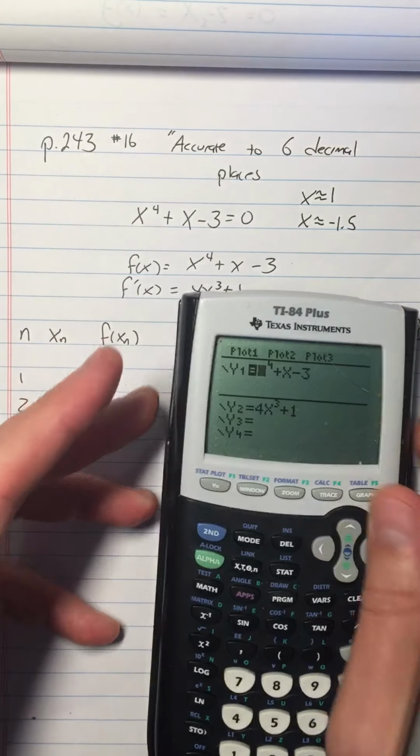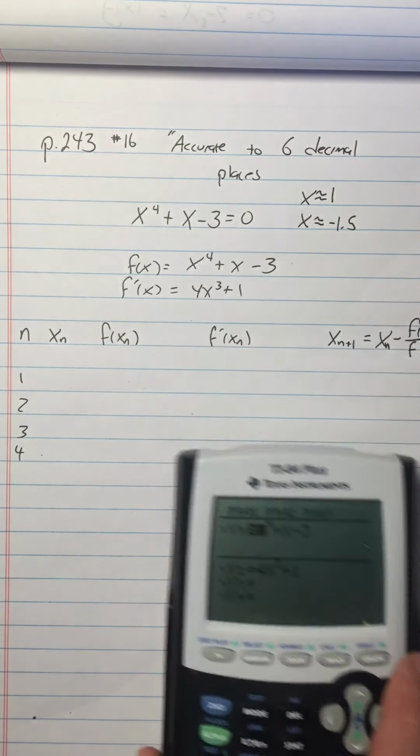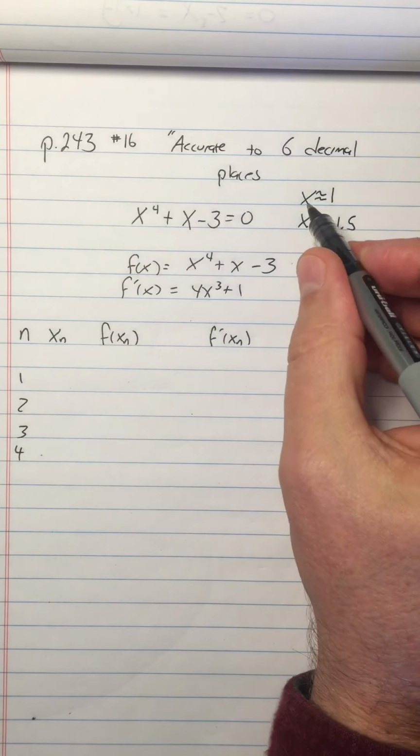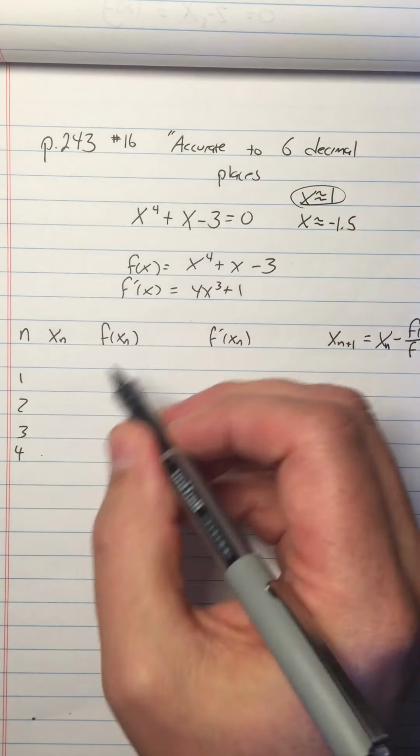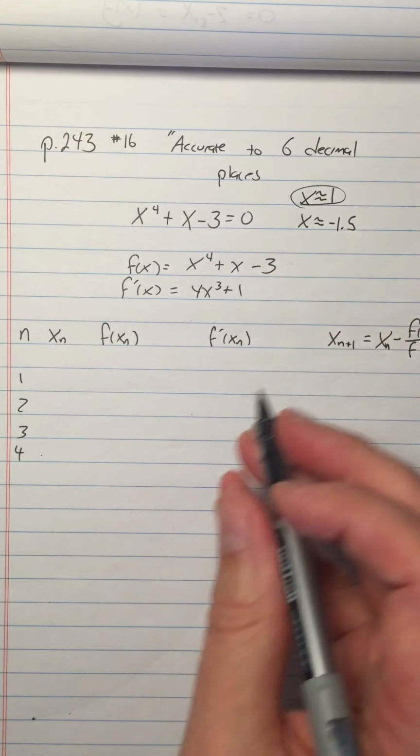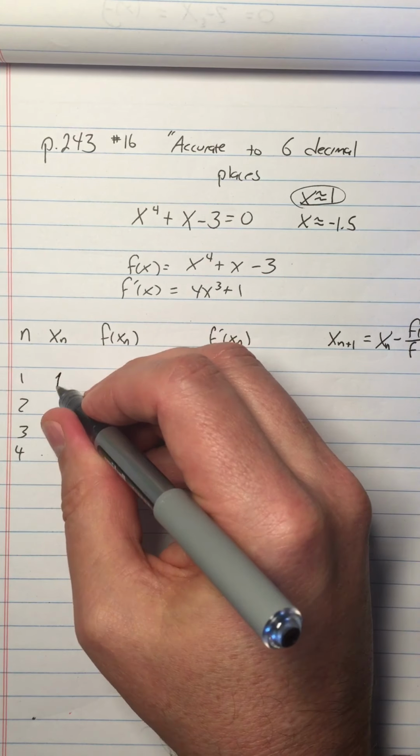So again, remembering that I have both of those functions in here. So my x sub n, I'm going to start with the 1. So we'll start with 1, and then I'll show you even better techniques for the negative 1.5. So our x sub n is 1.